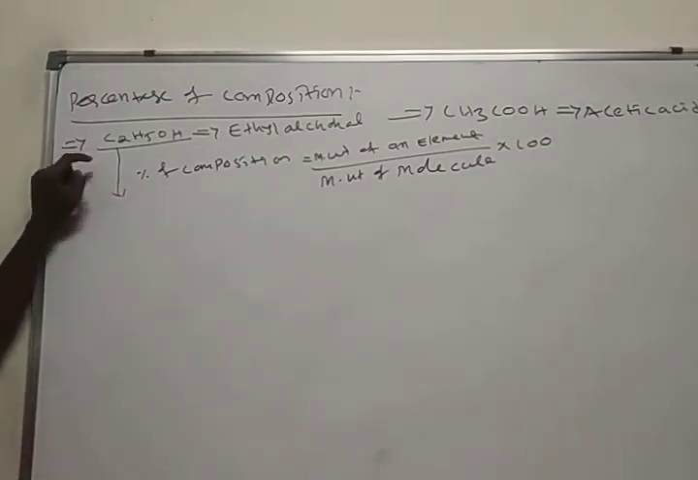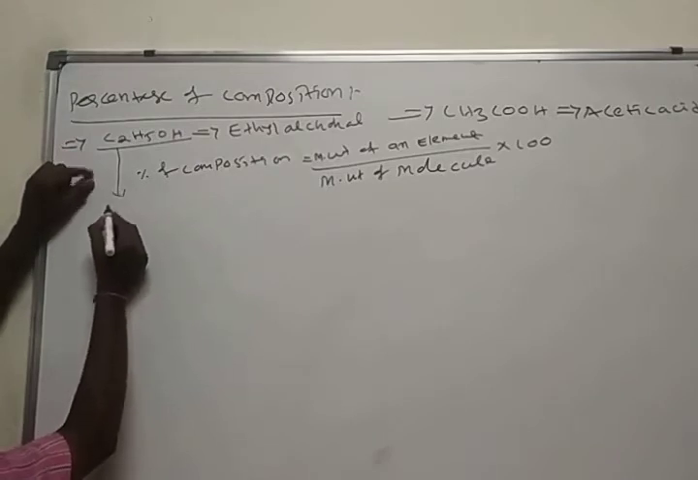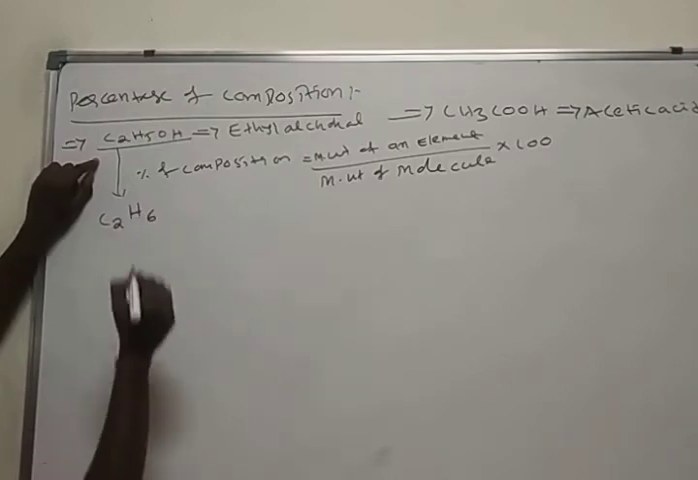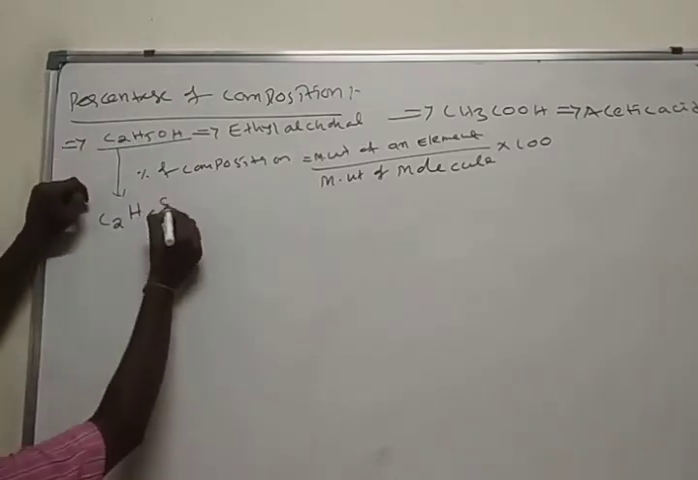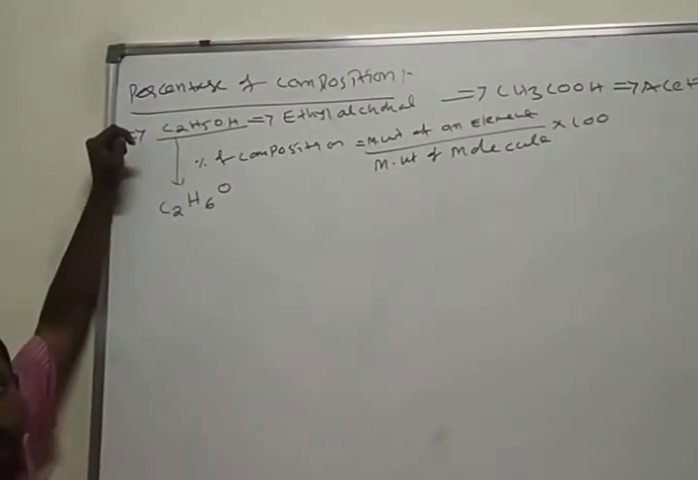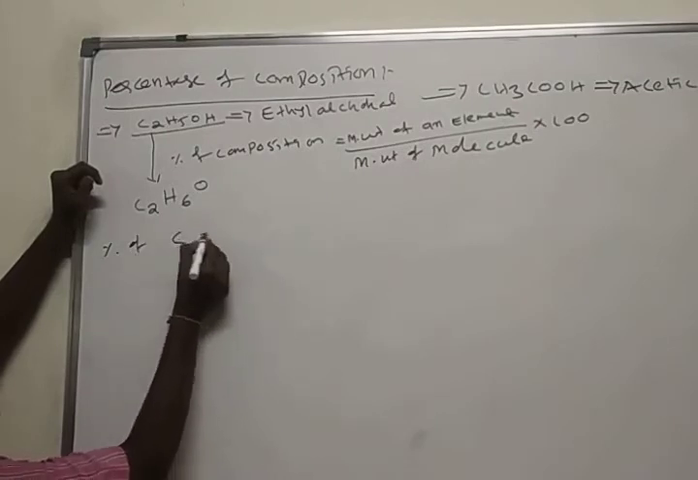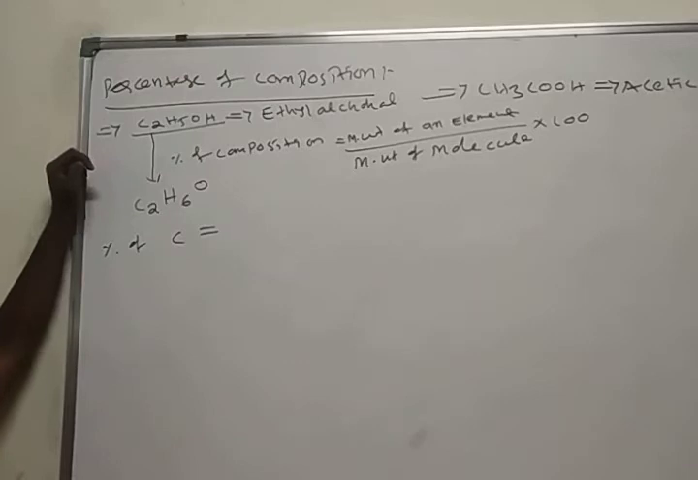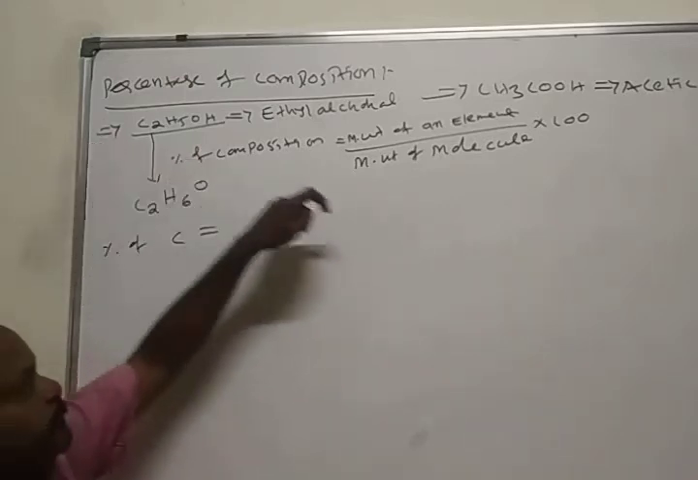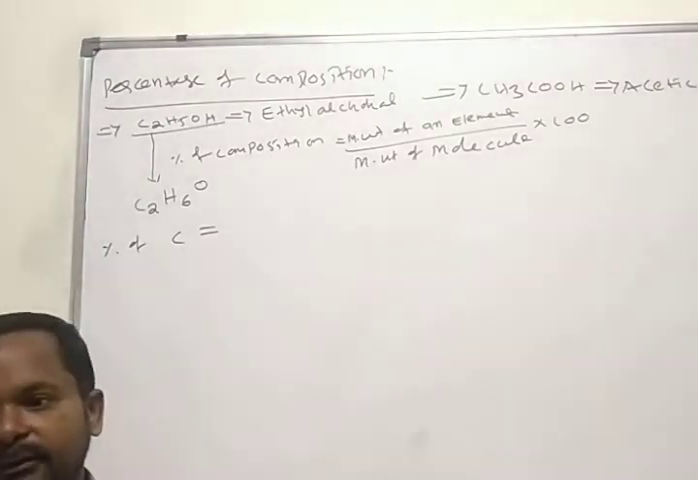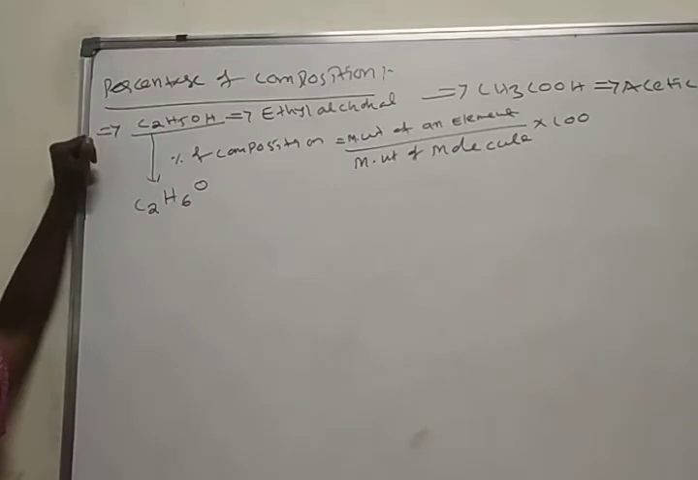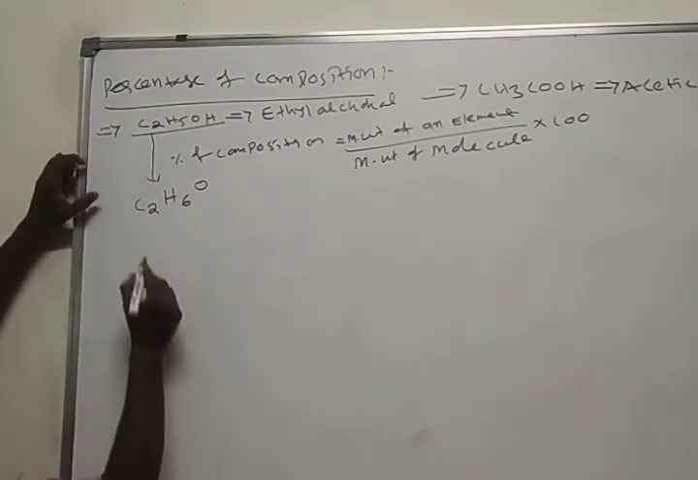This is the normal structure; this is the molecular formula. How many carbons are there? 2 carbons. How many hydrogens are there? 6 hydrogens and 1 O. Calculate the percentage of carbon, the percentage of hydrogen, and the percentage of oxygen. Before that, we should know the molecular weight of the molecule. How to calculate the molecular weight of ethyl alcohol?